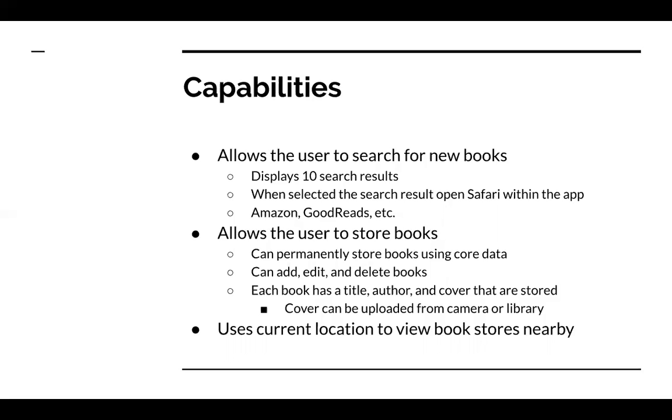So when selected, the search results will open the link in Safari within the app. So the user is able to not only search for books that might interest them, but search for where they might be able to buy those books. And then within the app, just open Safari and go ahead and buy those books if they look interesting.